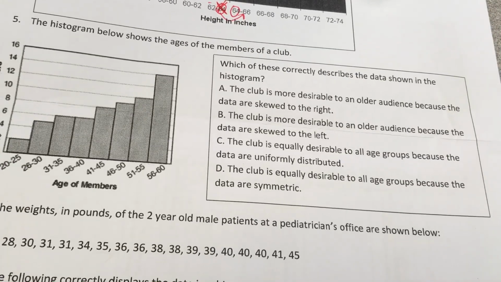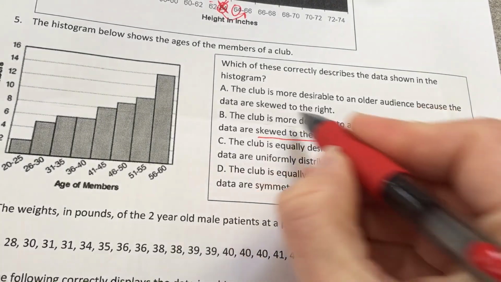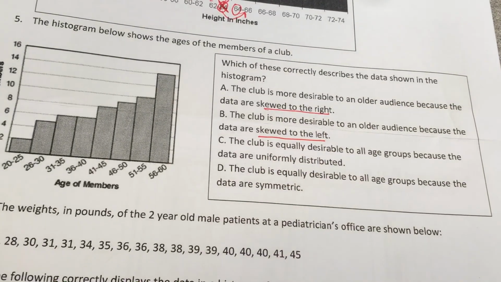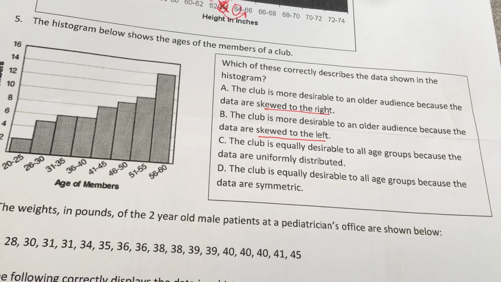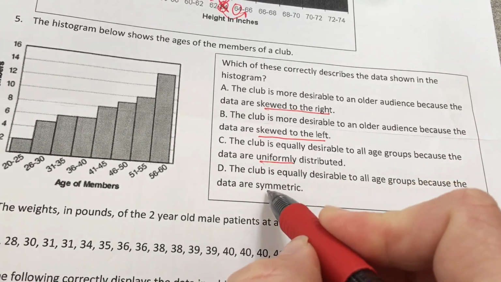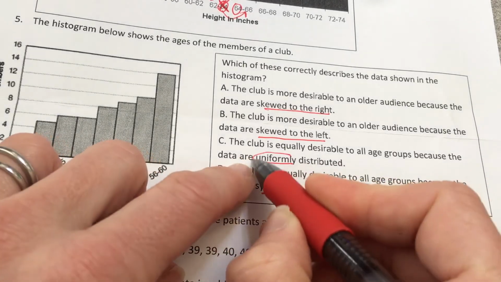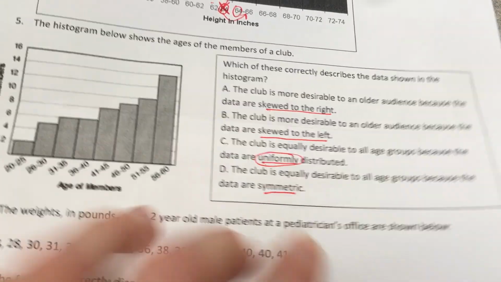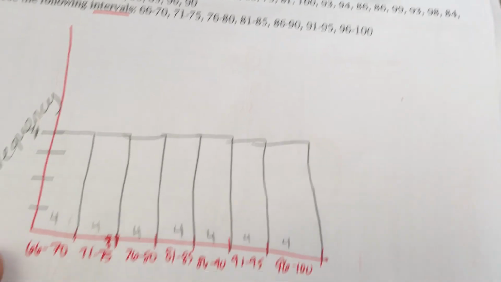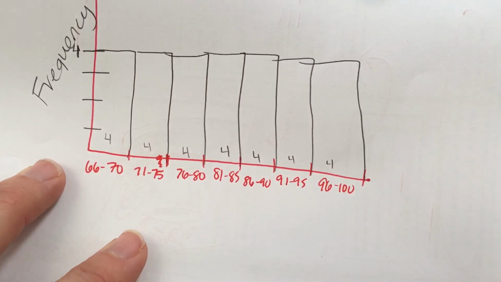All right, the histogram below shows the ages of the members of a club. Which of these correctly describes the data shown in the histogram? What are some things you notice in the answer choices? Okay, I heard somebody say skewed left and skewed right. Uniformly and symmetric. Uniformly, we haven't talked about that word. That's the one we just did. This one right here, where they were all 4.